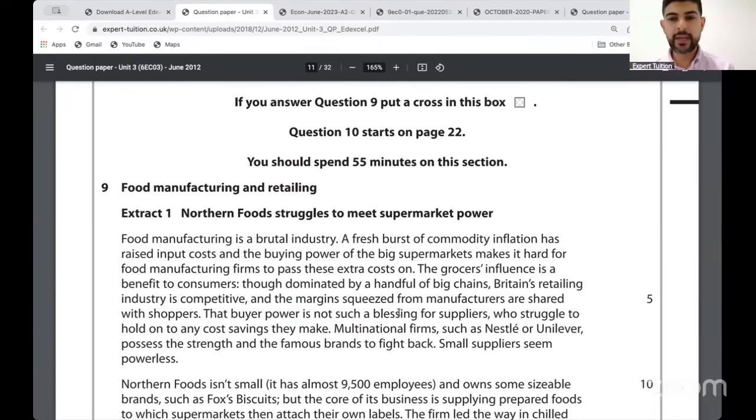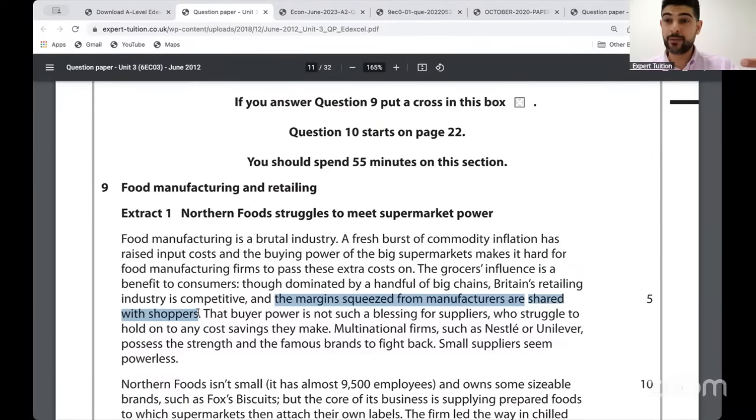Two, another one is this sentence: the grocer's influence is a benefit to consumers. And then we skip all the bit about dominated, blah, blah, blah. The margin squeeze from manufacturers are shared with shoppers. That is a great quote. The diagram that I just drew a second ago, showing that variable costs fell for the supermarket and we ended up getting a lower price, there's your evidence in the data.